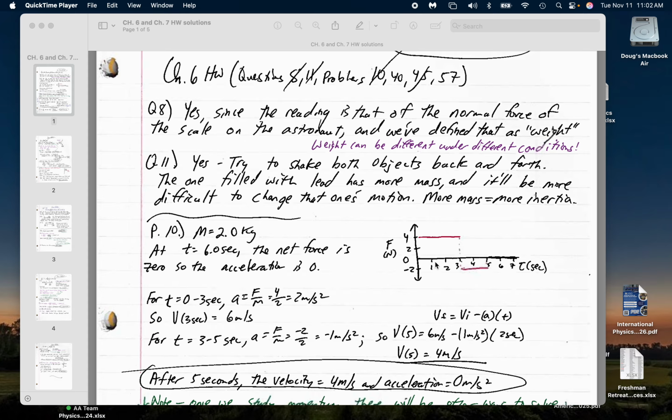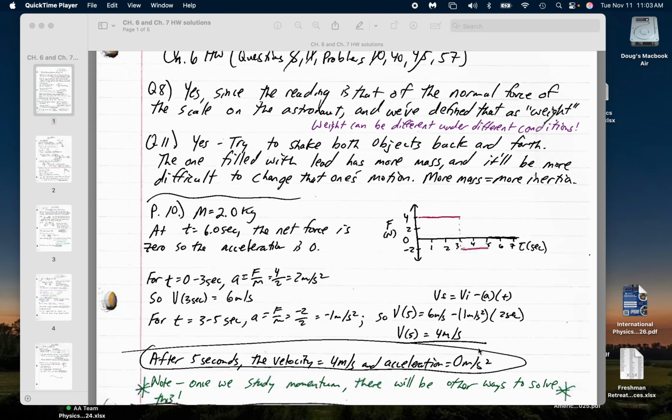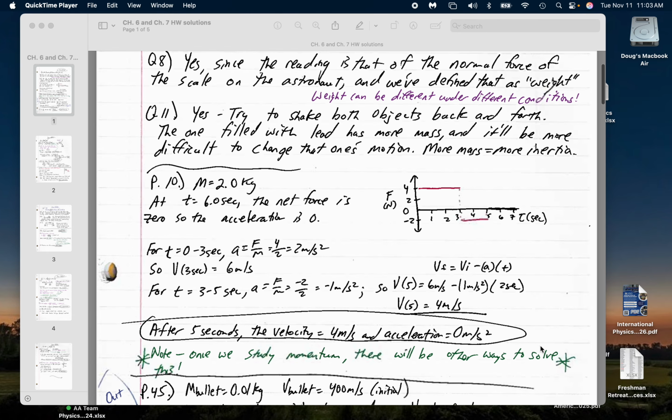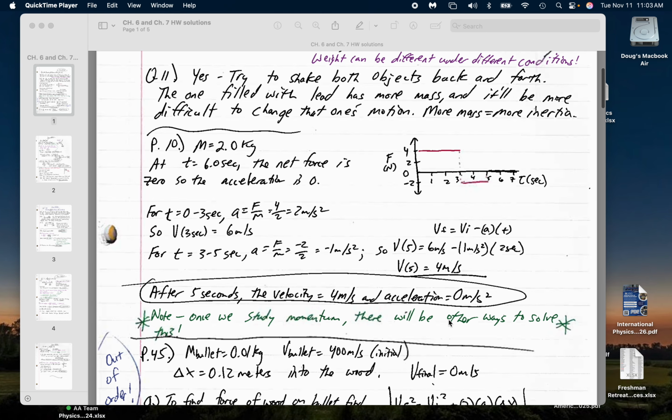To find out how fast it's going at 6 seconds, we need to think about the acceleration during these other times. If it's a 2 kilogram object, then 4 newtons divided by 2 kilograms gives me 2 meters per second squared for the first 3 seconds. Acceleration times time gives me 6 meters per second at the end of that interval. From 3 to 5 seconds, we have a net force of negative 2 newtons, so an acceleration of negative 1 meter per second squared. So from 3 to 5 seconds, we lose 2 meters per second of velocity. After 5 seconds, our velocity is 4 meters per second. So the answer is a velocity of 4 meters per second and an acceleration of 0 meters per second squared.